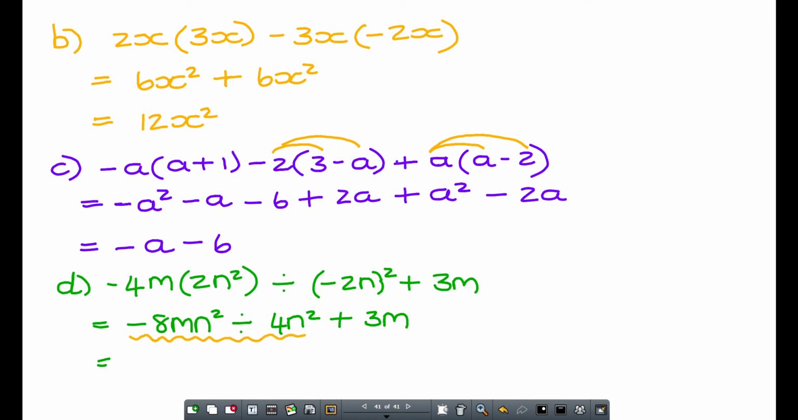So I first had to sort out that division. Now that's the same as minus 8mn squared over 4n squared. Now, you will see that those n squareds would cancel out, right? 4 will go in once and 4 will go in twice. So do you guys agree that I'm going to have left minus 2m? Okay, now you will see that these two terms are like terms. So minus 2m plus 3m will give me positive 1m, but I can just say m.